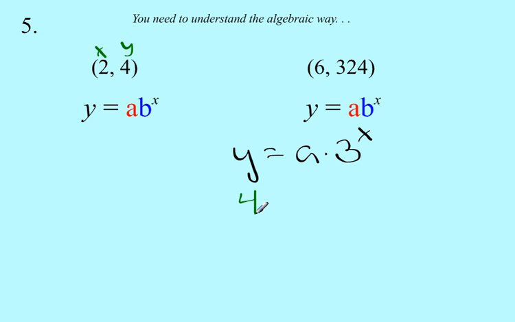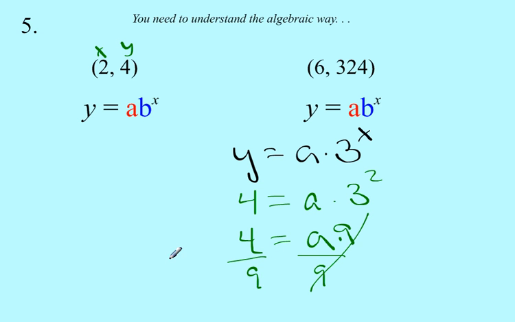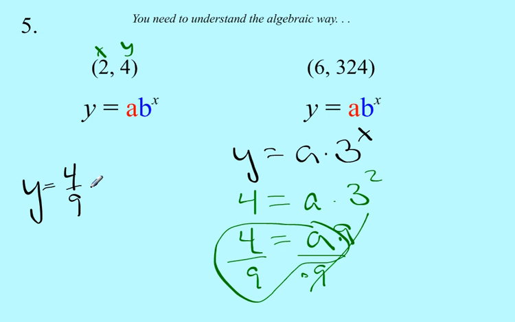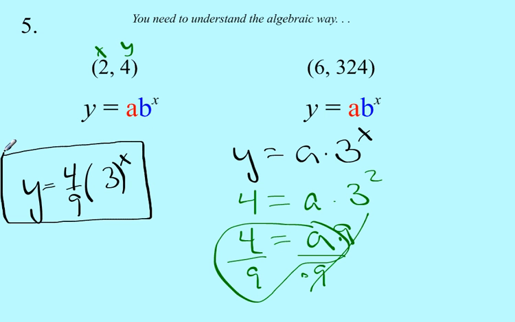So 4 equals a times 3 to the power of 2. Just like before, exactly the same process. This is 9. Divide both sides by 9. a equals 4/9. So our final equation, y equals my 4/9, because that's my y-intercept, times my multiplier, which was 3. It triples every time, to the power of x. Yeah, I understand that's longer and more tedious, but you should be able to follow that. You should be able to understand that.